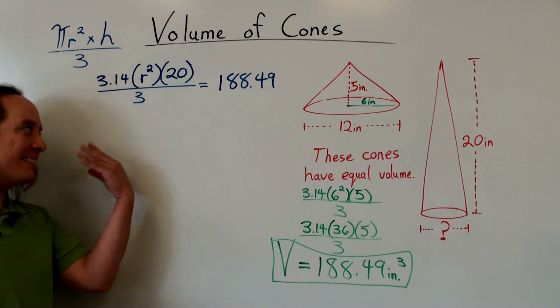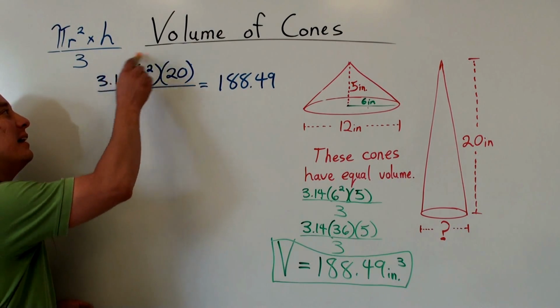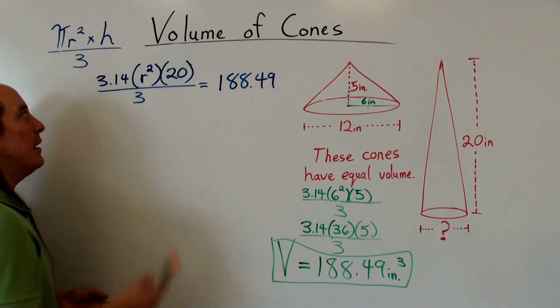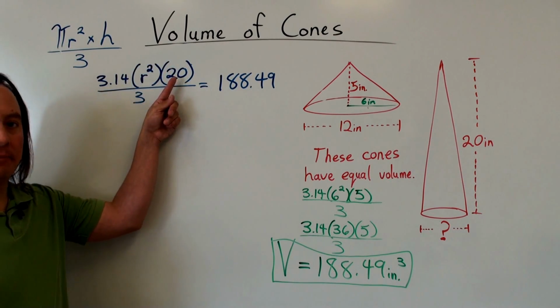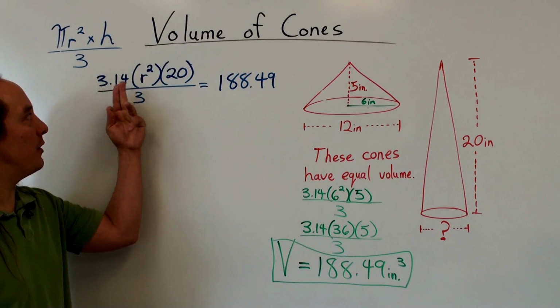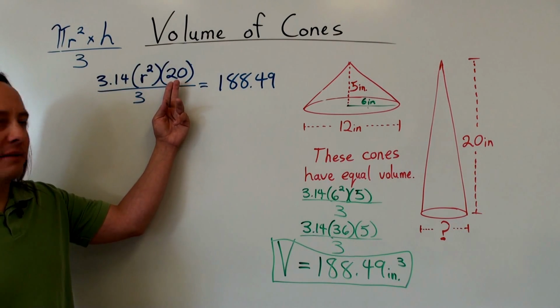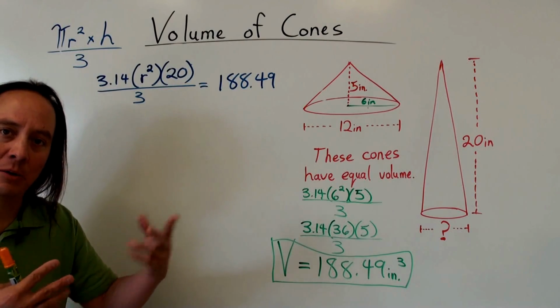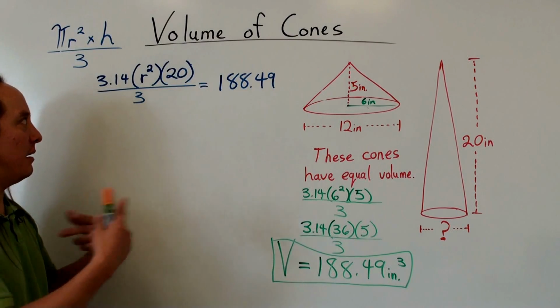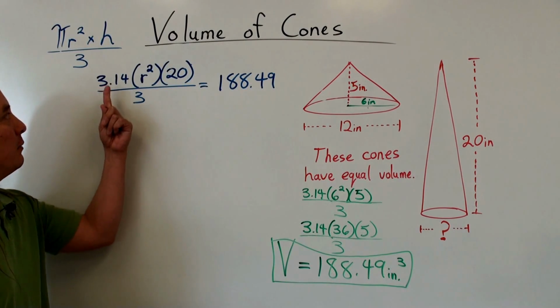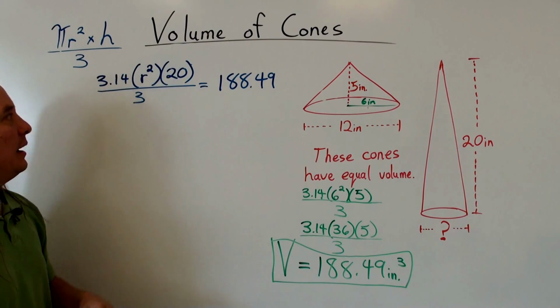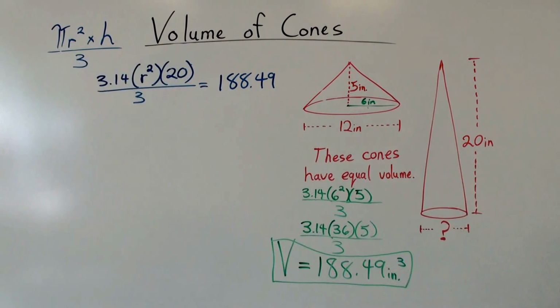On this side of the equal sign, I can simplify the numerator a little bit. I can multiply pi times 20. Remember that all of these three terms are multiplied, and in multiplication, it doesn't matter which one you multiply first. It doesn't matter in which order. As a result, I can multiply pi times 20, and let's see what that gives us.